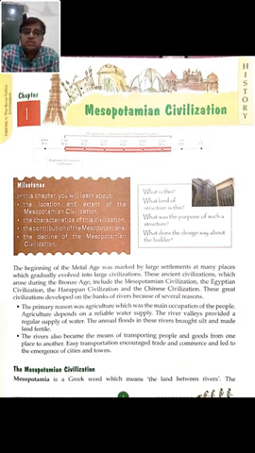The beginning of the Metal Age was marked by large settlements at many places, which gradually evolved into large civilizations. The ancient civilizations which arose during the Bronze Age include the Mesopotamian civilization, the Egyptian civilization, the Harappan civilization, and the Chinese civilization. These great civilizations developed on the banks of rivers because of several reasons.